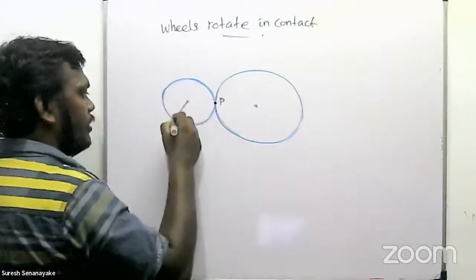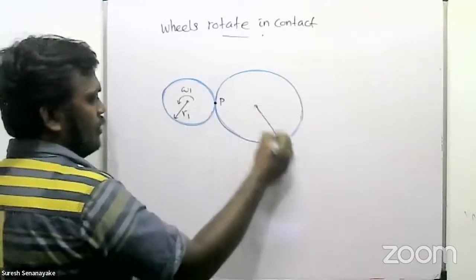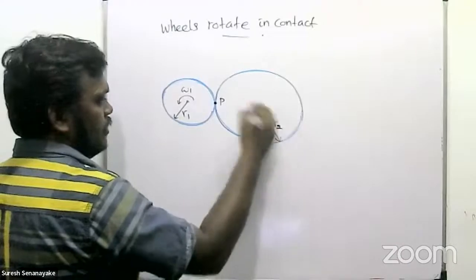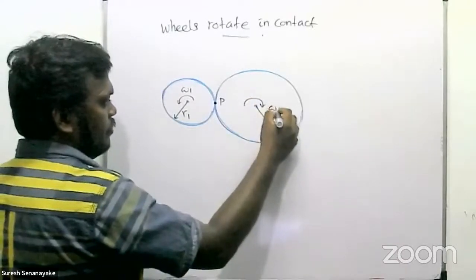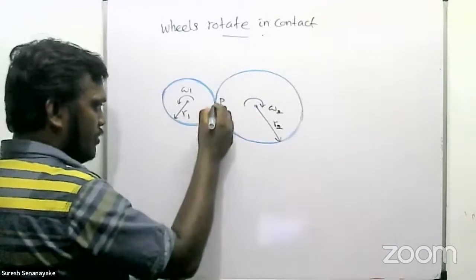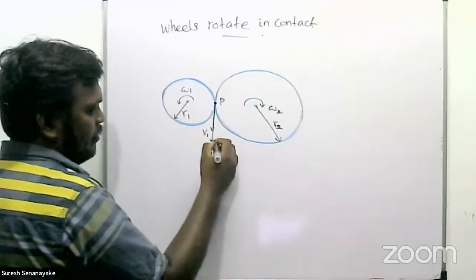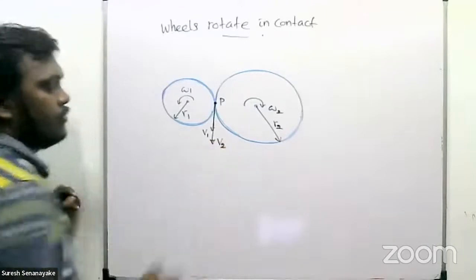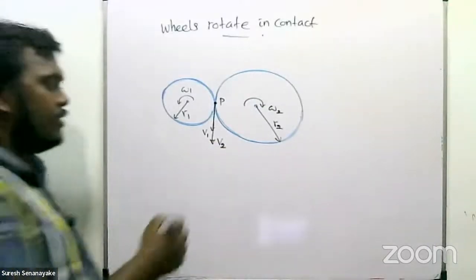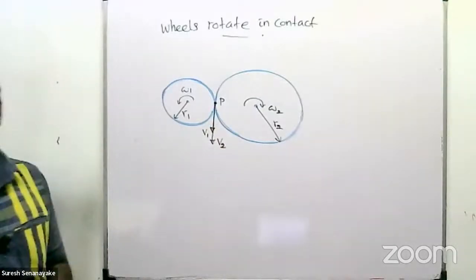Right, so here is R1 and it rotates with omega 1. The radius of this one is R2, rotating to this side with omega 2. And at this place, the linear velocity of this one is V1. And the other one also has the same direction, that's V2. Right? V1 and V2. It's like this.